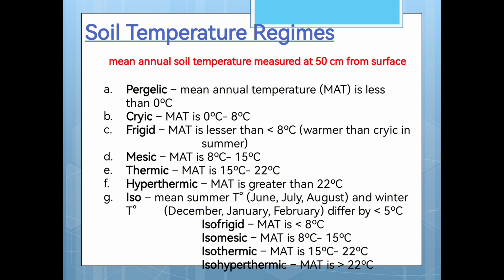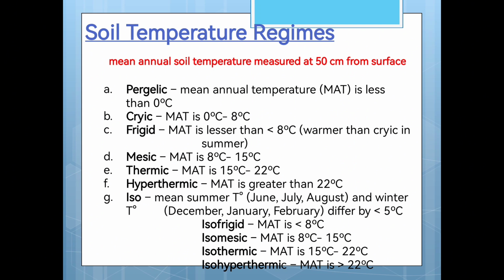Then we also have iso, which means that the summer temperature, summer here being June, July, August, and the winter temperature, which is happening in December, January, February, differ by less than 5 degrees Celsius. So, iso siya. And then from iso, meron tayo ngayong subclassification.